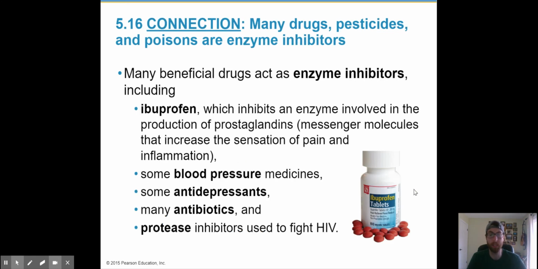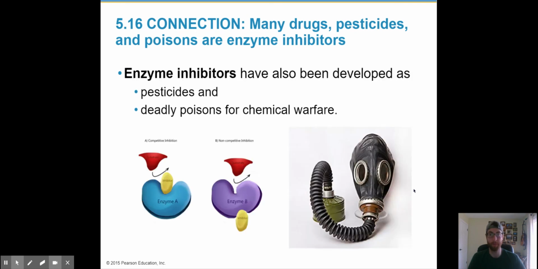All right. Some enzyme inhibitors: ibuprofen, which is going to be involved in pain sensation, blood pressure medicines, antidepressants, antibiotics. Protease inhibitors are going to affect the virus that causes HIV. So inhibitors, while it sounds bad, can actually be a benefit to controlling systems or controlling states within the cell. Remember that homeostasis is very important. Right? On the other hand, they can also be bad.